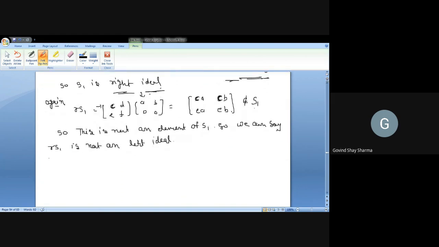Now the third. Similarly, we can see S2 is a left ideal but not a right ideal.